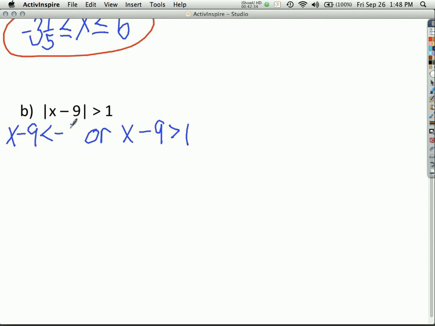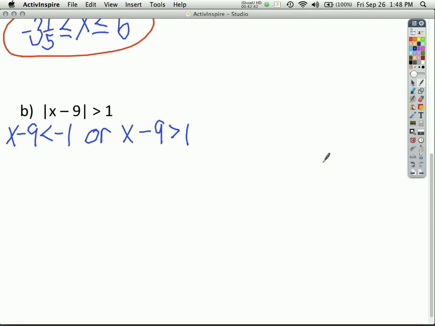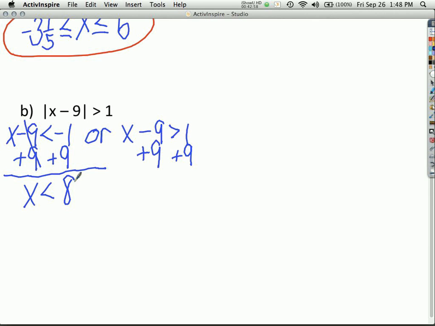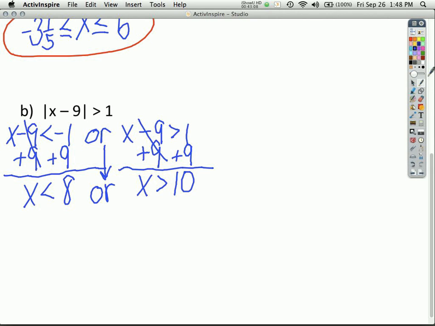Flip the symbol, flip the sign. And you'll remember from last time that solving an or inequality is simple. You just solve both of them separately and connect them with the word or. You'll also notice that the transformation is the same on both of them. Add 9 to both sides. That cancels out. X is less than 8. Add 9 to both sides. That cancels out. X is greater than 10. Drop down the word or. And we get x is less than 8 or x is greater than 10.